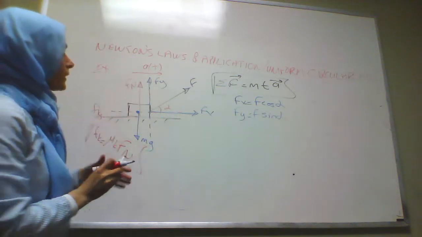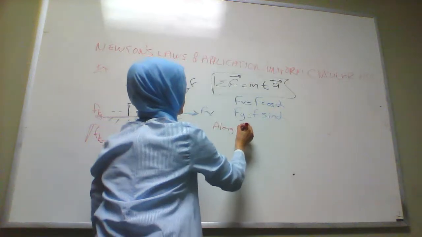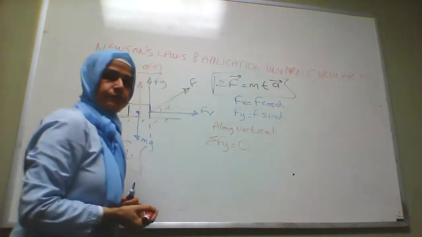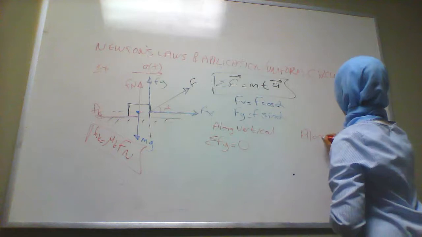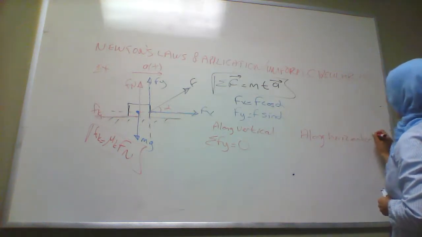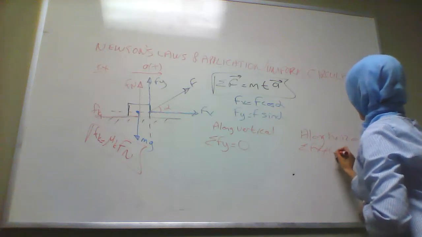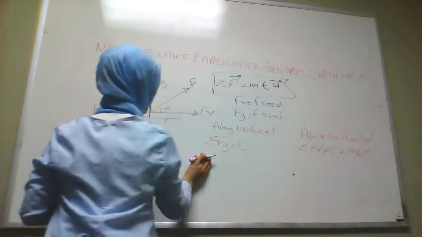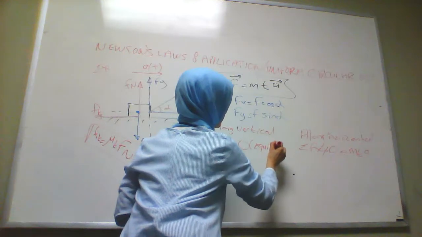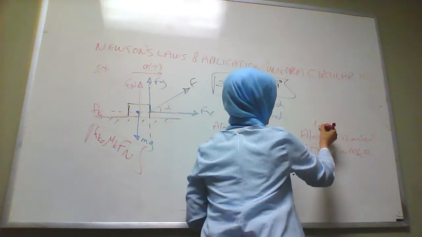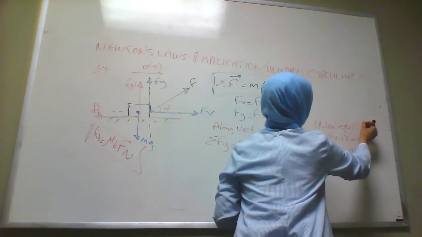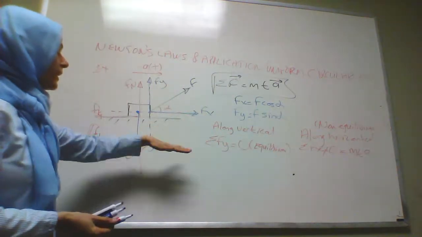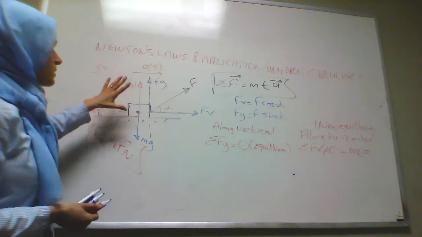And again, along vertical, we have total Fy, which is 0. Along horizontal, we have total Fx, which is not equal to 0, is equal to m total times a, and there's a motion along horizontal. This is an equilibrium case, and this is a non-equilibrium case. The whole system is not in equilibrium because we're moving along horizontal, but along y it's not moving, there is no acceleration, so it's in equilibrium.